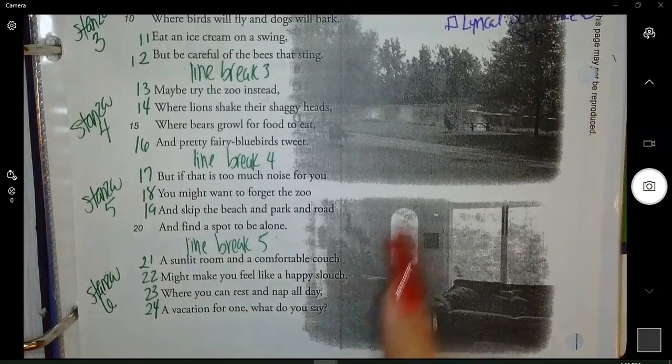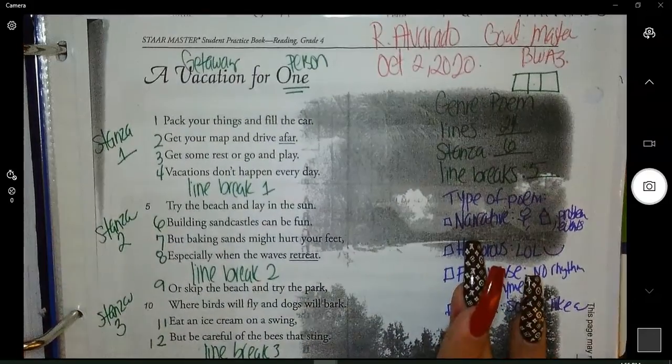What do you say? So boys and girls, what was this poem about?